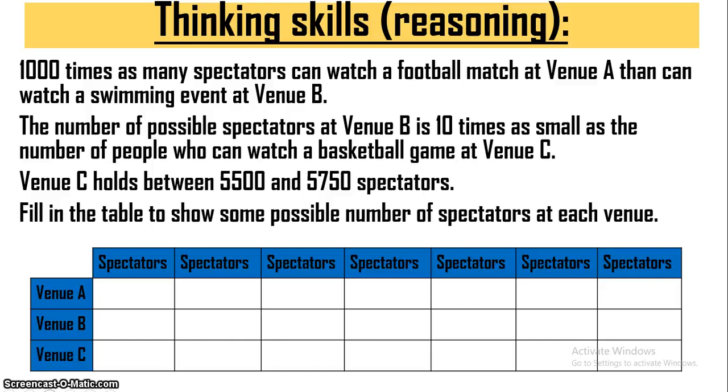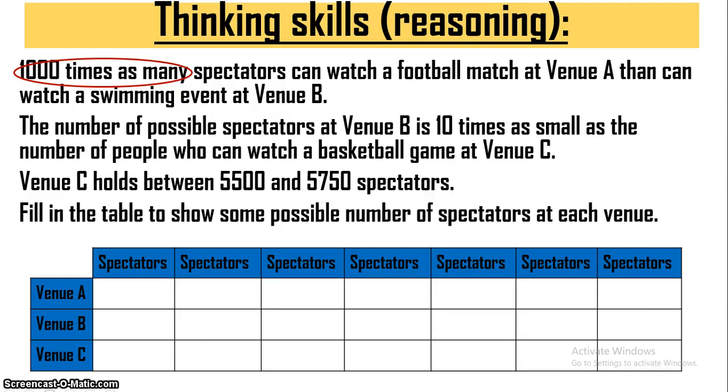Now, let's go. 1,000 times as many spectators can watch a football match at venue A than can watch a swimming event at venue B. What's the key expression here? 1,000 times. What does this mean then? It means 1,000 times any number you have at venue B. So if I have 100 spectators at venue B, then at venue A I should have 100 times 1,000.